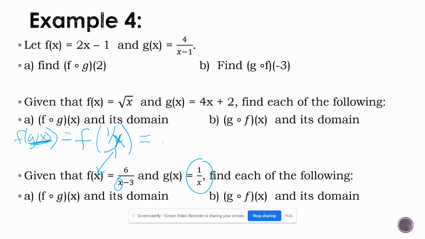All right. So 6 over 1 over x minus 3. This is messy. We're going to leave it like that for right now and say our final answer then of the composed function is 6 over 1 over x minus 3.